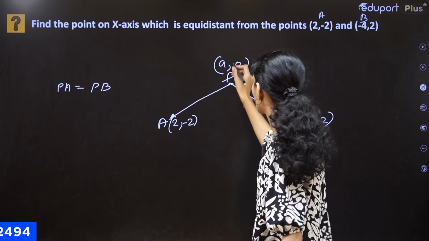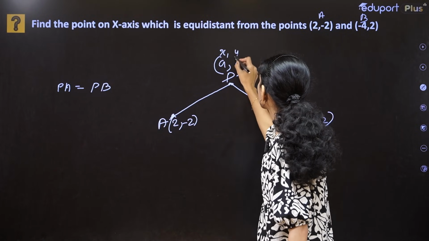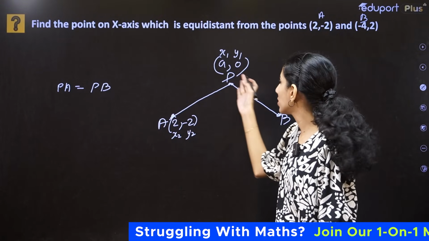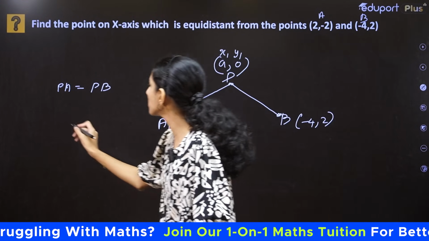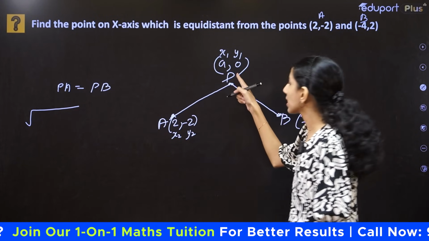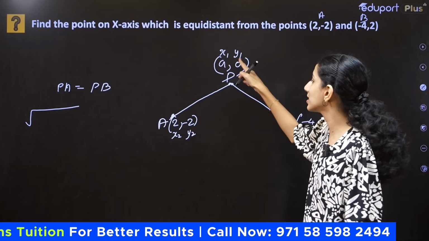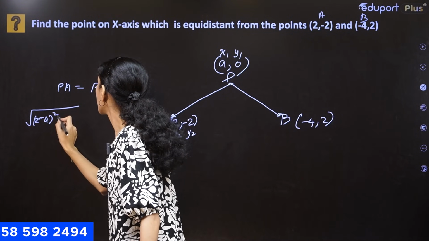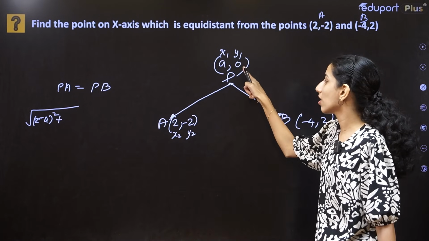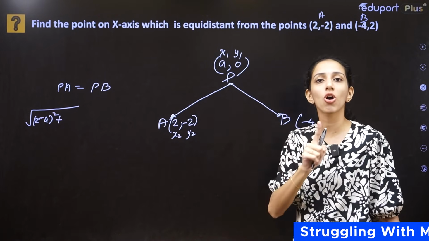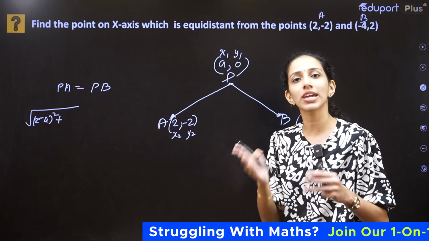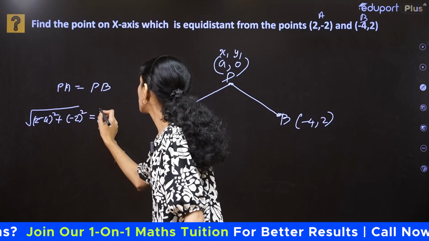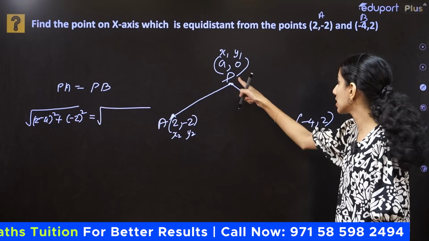Then note down the conclusion. While looking at PA, we can consider P as (x1, y1) and A as (x2, y2). So can you substitute that into our distance formula? It becomes root of (x2 minus x1) all square, that is (2 minus a) all square, plus (y2 minus y1) all square, that is (-2 minus 0) all square. What is that? -2 minus 0 is -2, squared. Okay, we write it as (-2) square, which is equal to root of PB, that is the distance between P and B.